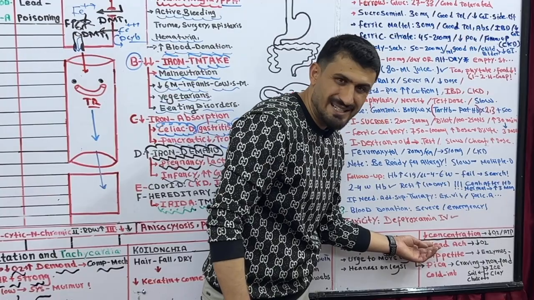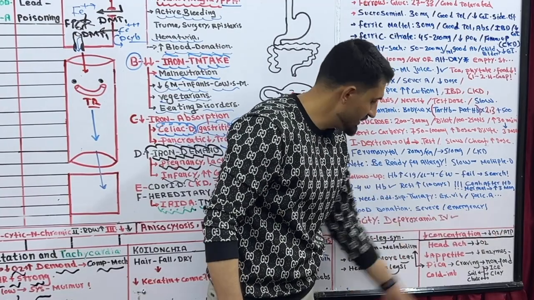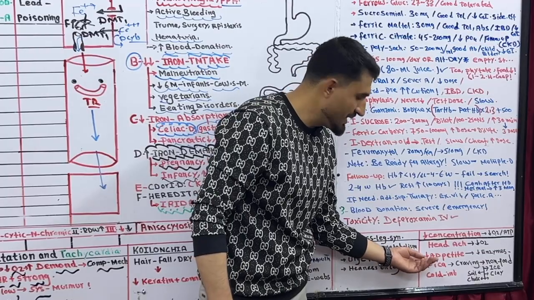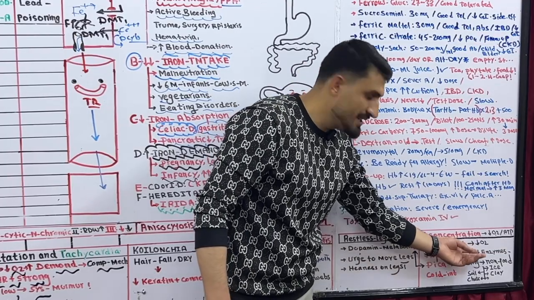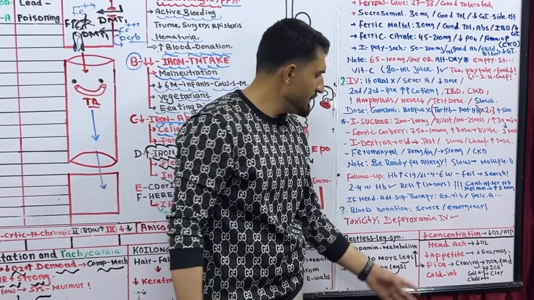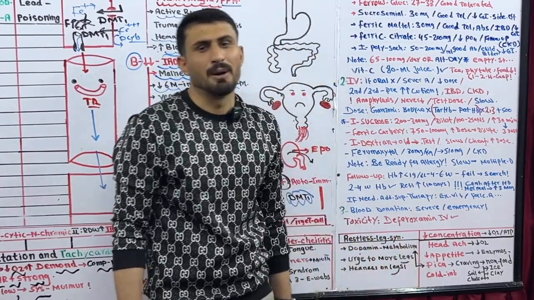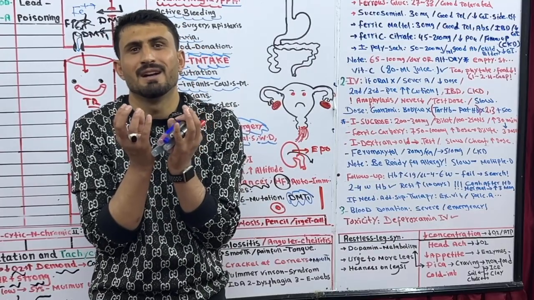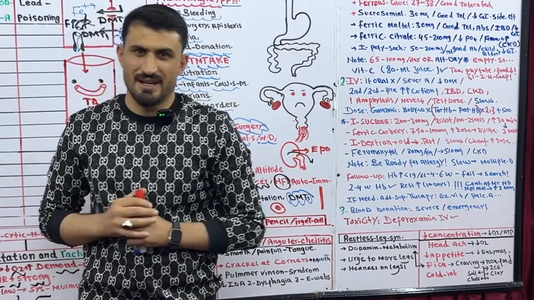Plus, the patient will have less concentration because of less oxygen, less ATP. The patient will have headache due to less oxygen. The patient will have less appetite due to less working of enzymes, and the patient will have pica. Do you know pica? Pica is also related to dopamine. Pica means that the patient is craving for non-food substances.